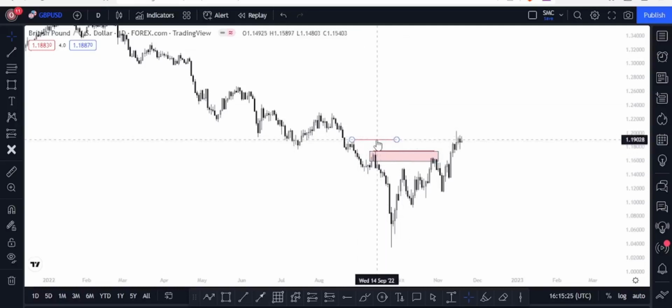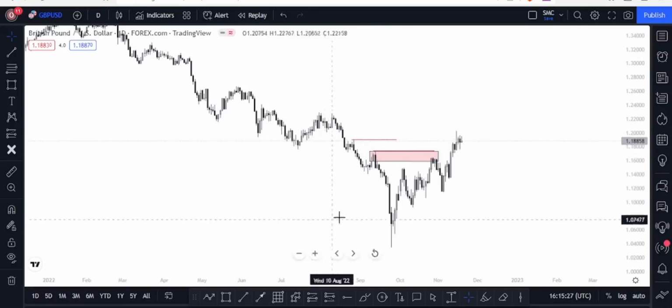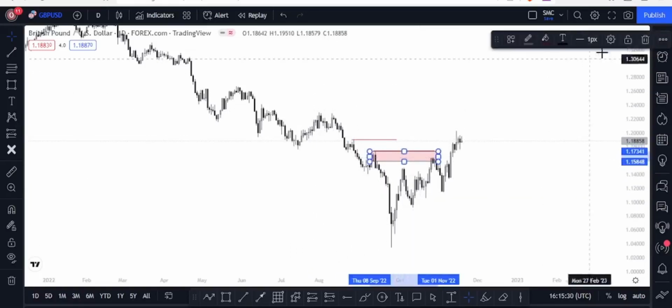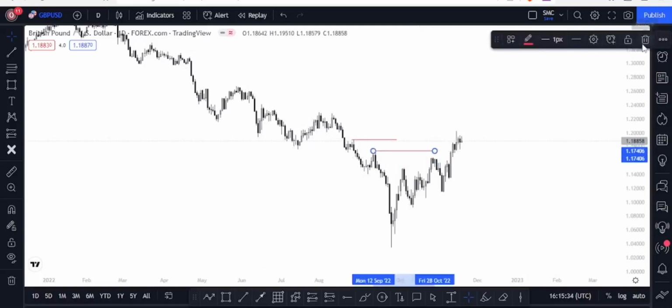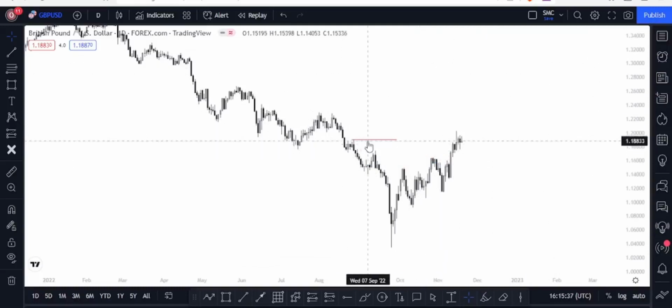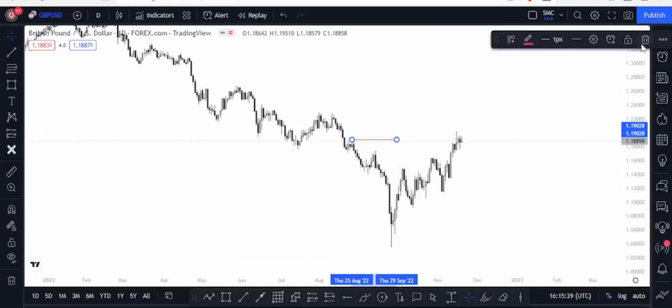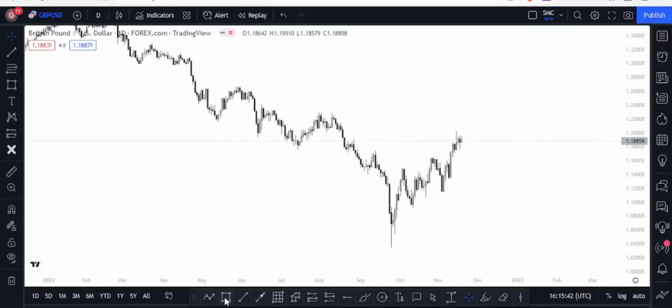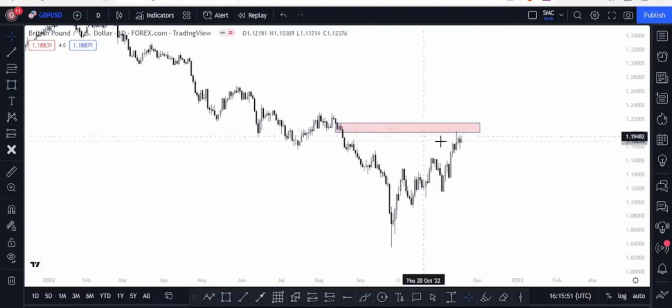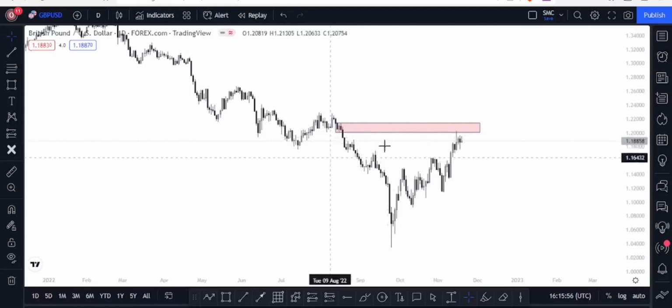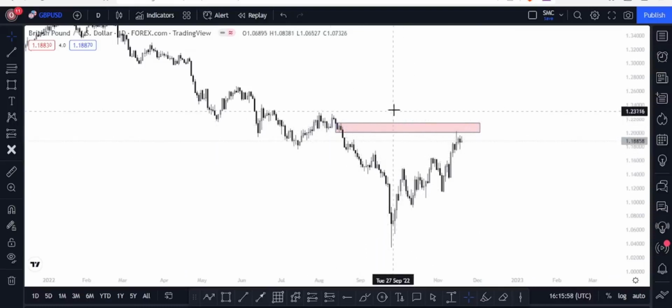Just like euro dollar, price reacted off of this OB here. It reacted off of this OB here. Let's see the OB that it is reacting off of. Price reacted off of this OB here, and tapped on that OB. Now this is your daily time frame. This is the picture of the daily time frame on pound dollar.